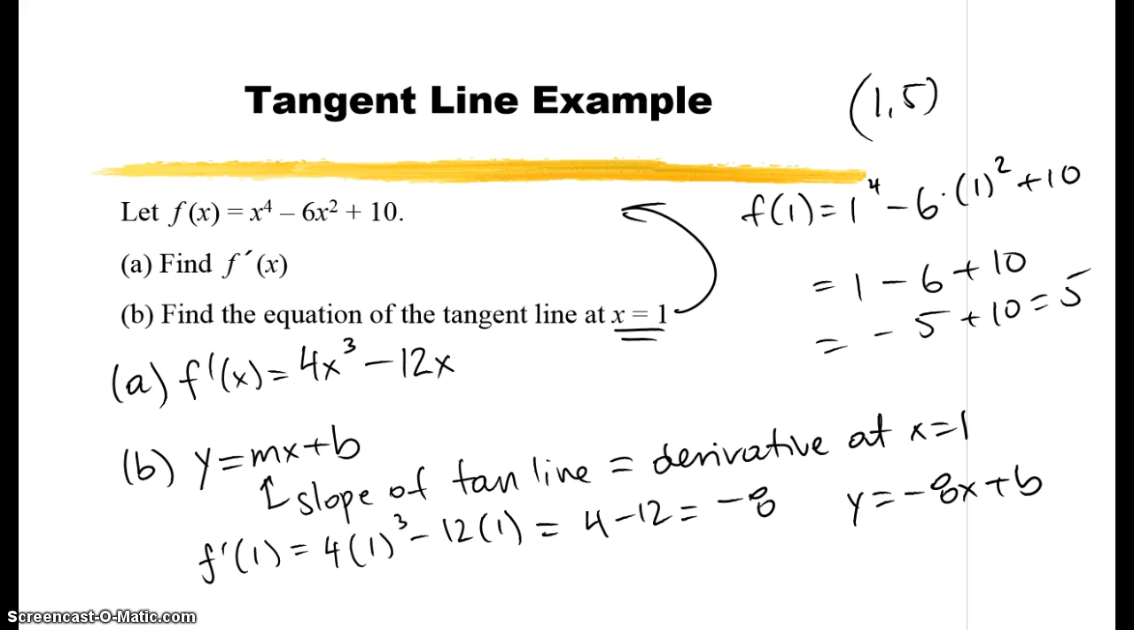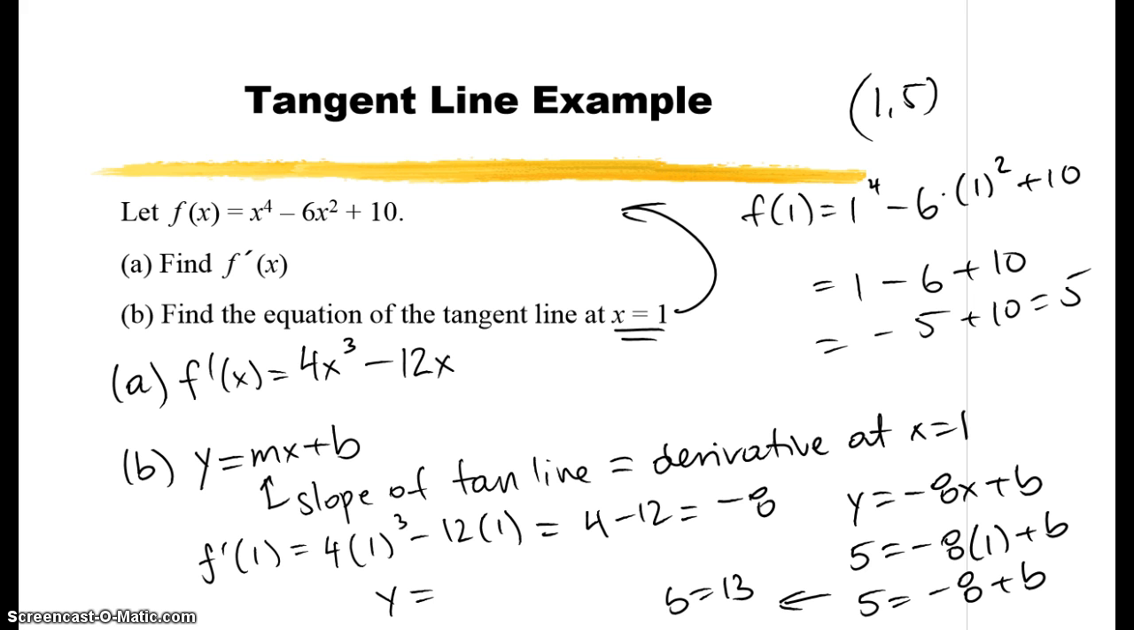So I can plug that in for y and x here. I could have also used point slope form, by the way. I'm just sticking to slope intercept. And that would give me 5 equals negative 8 plus b, or b is equal to 13. So the equation of the tangent line is y equals negative 8x plus 13. Okay, that's one way to find it.